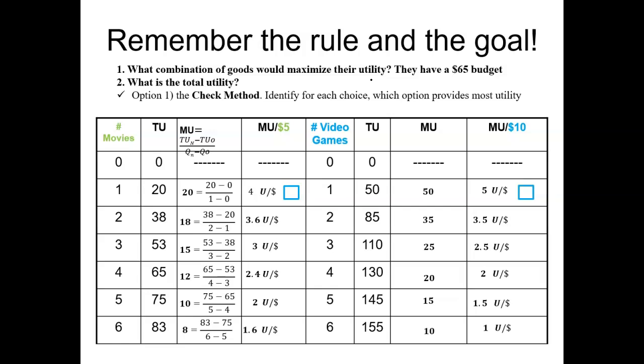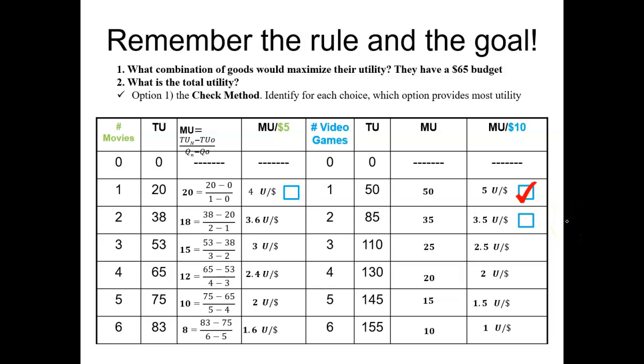So this is what I usually do. For each time I make a choice as a consumer, I'm going to get the most use per dollar. My first choice is, I can buy my first video game and get 5 utils per dollar, or I can buy my first movie and get 4 utils per dollar. So which one gets you more? The first video game. Okay, now I need to make my second decision. My second decision is I can buy my first movie, or I can go ahead and get my second video game.